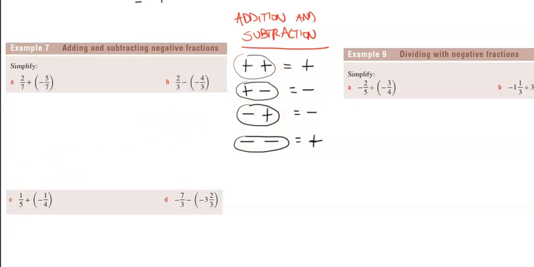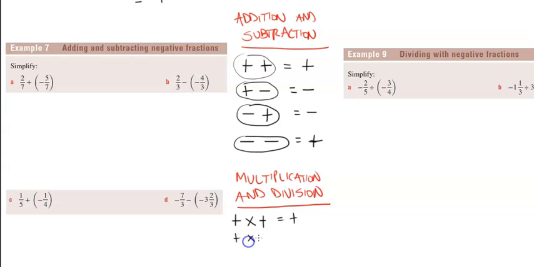Anyways, the other thing we want to look into is multiplication and division. This carries the same concept as well. When it comes to a positive times a positive, this will give you a positive number. Positive times a negative will give you a negative number. And negative times a positive will give you a negative number. And negative times a negative will give you a positive number.